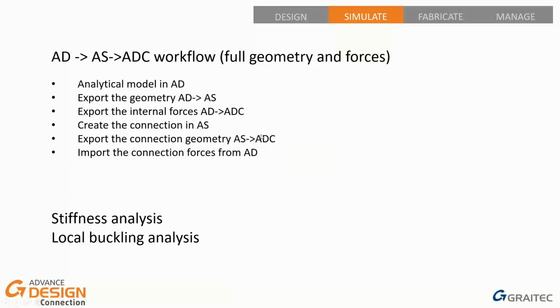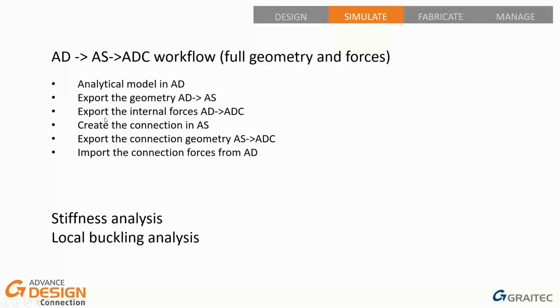So today I'm going to show you the workflow between Advanced Design, Advanced Steel, and Advanced Design Connection. It's going to be full geometry and forces. First of all, we will have our analytical model in Advanced Design, which is the full model containing all of the internal forces, and the model is analyzed. Then we will export this geometry to Autodesk Advance Steel. In Advance Steel, we will be creating the connection.